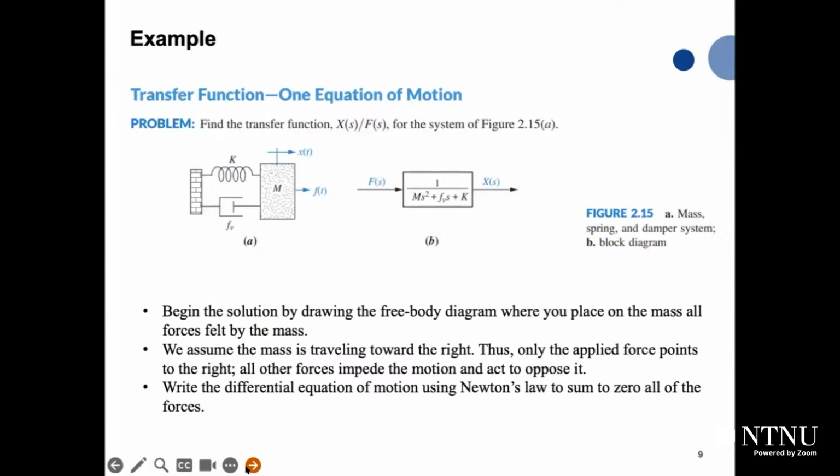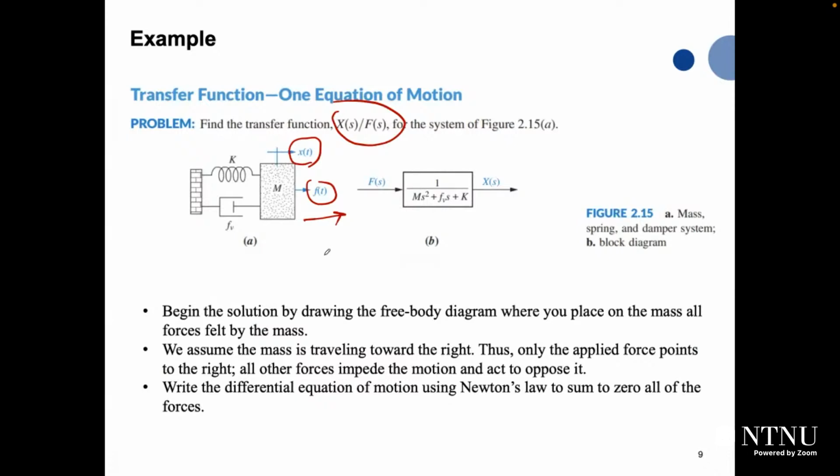Now we need to use an example, and in this example, it's one equation of motion. We need to find the transfer function X of S divided by F of S. So the output here, in fact, will be x of t, which is a displacement. You have a system, and the system is connected to the wall. You try to apply force on that system and try to drag it to the right-hand side. Of course, when you do this, it will generate forces which will resist you.